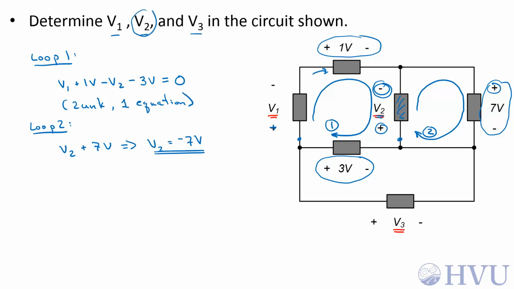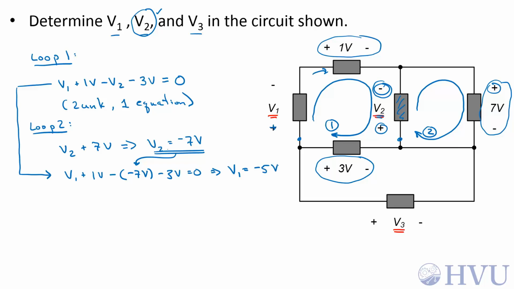I now have a number for V2, and I can now use this and my previous equation to solve for V1. So V1 plus 1 volt minus V2, which I substitute negative 7 volts in for that, minus 3 volts is equal to 0. So V1 is equal to negative 5 volts.